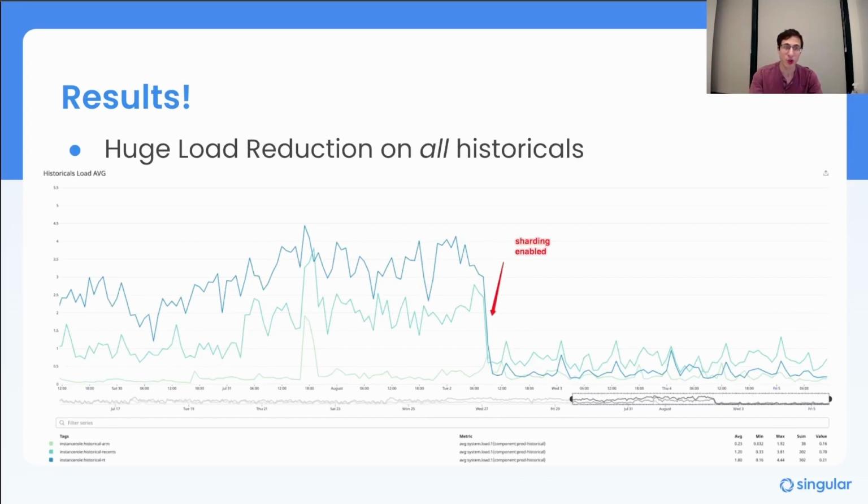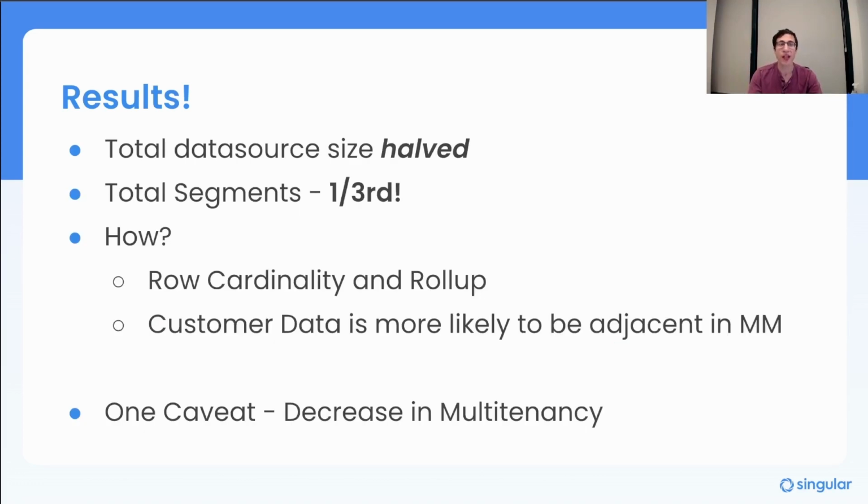We had a huge load reduction across all the historicals, including those historicals that are just serving the real-time data source, but also other historicals. This is due to all sorts of concurrency bottlenecks and so on, but mostly the whole cluster just started acting far more optimally. Our total data source size was halved. If our original single data source was super big, then the sum of all these 16 is now half of what it was. The total segments is a third of what they used to be, which is amazing.